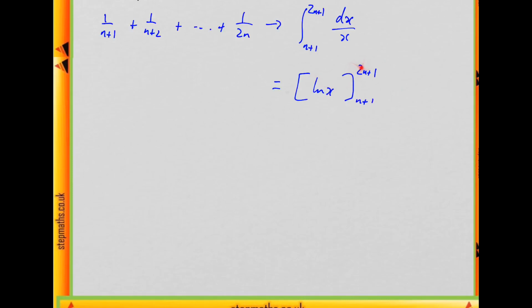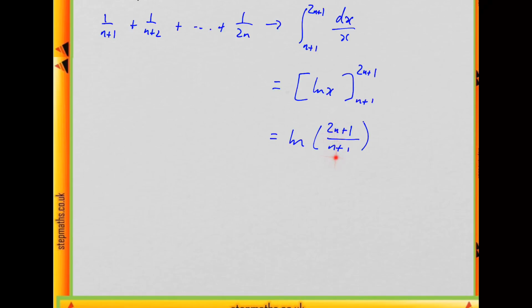So I'm getting log of 2n plus 1 minus log of n plus 1, so I just get log of the fraction using log rules, so I get this. Bear in mind, I don't need mod signs because I know the inside is positive. So now we're interested in what happens to this as n goes to infinity. So we know this is tending to this, but we can still figure out what this is tending to, and then they tend to the same thing.